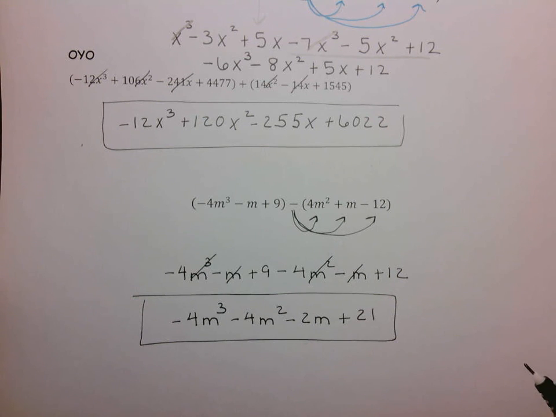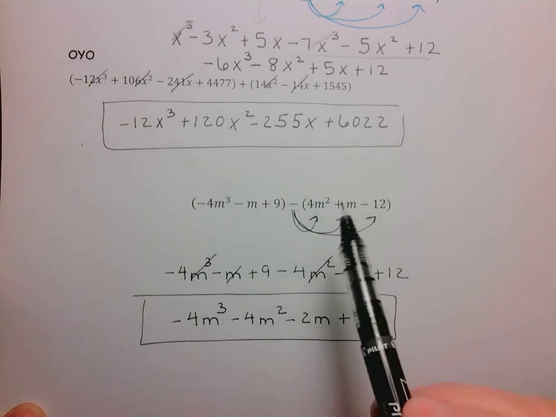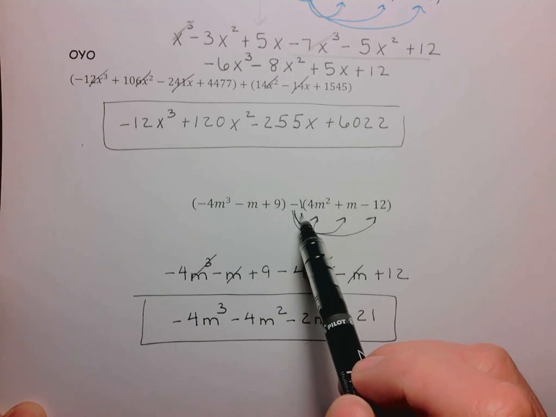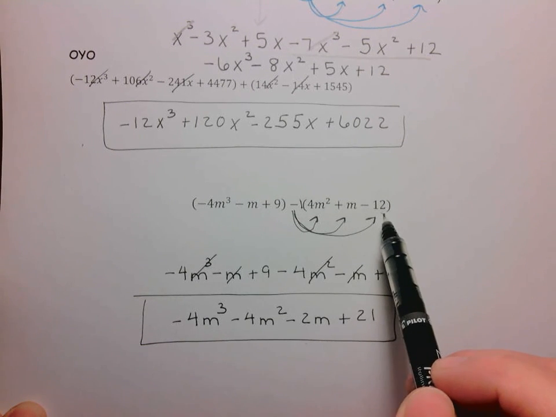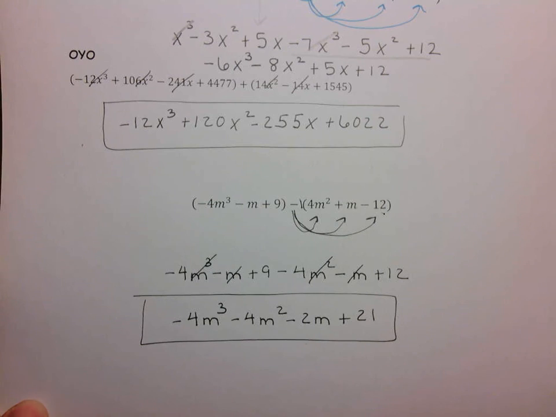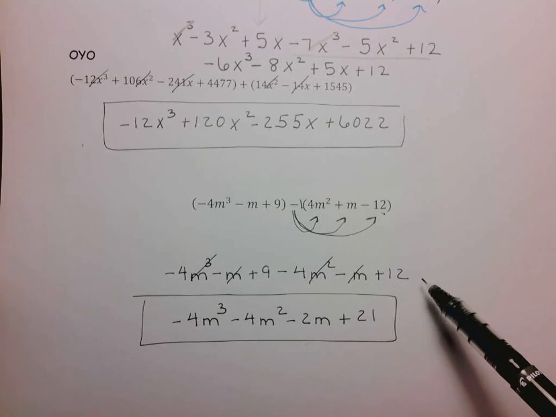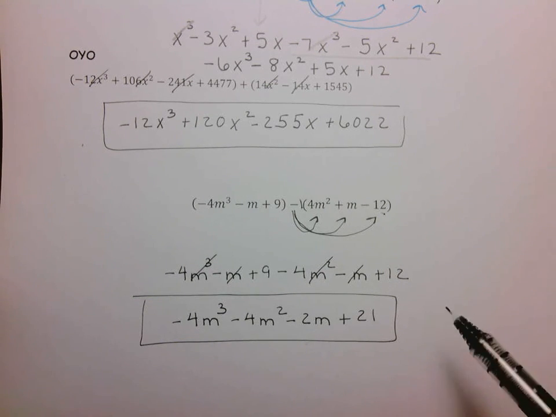And then here I have to distribute out this negative 1 because this is saying negative 1 times this entire polynomial. And I always have to do multiplication first before any addition or subtraction. So I distributed out my negative 1. And then I went through and combined like terms, making sure my answer is in standard form.